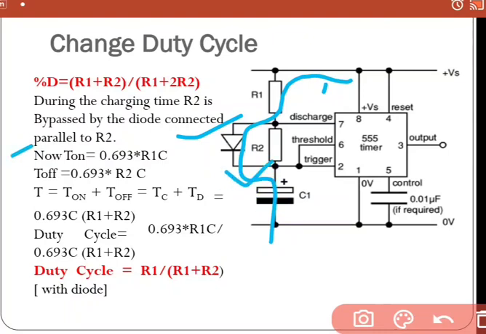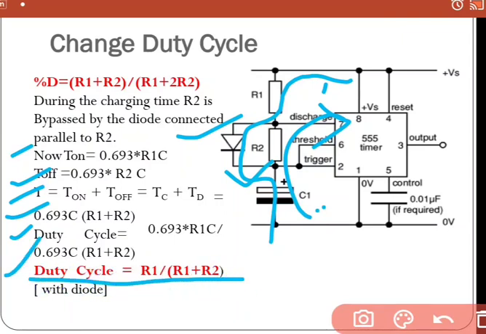So what will be the T on time? T on time will be 0.693 into R1 into C. What will be the T off time? It is discharging through the same path, so it will not change. So what is T now? T value is TC plus TD, that is this value. So what is the duty cycle right now? This is the duty cycle. So with the help of this diode, the duty cycle can be made below 50%. Previously it was not possible.